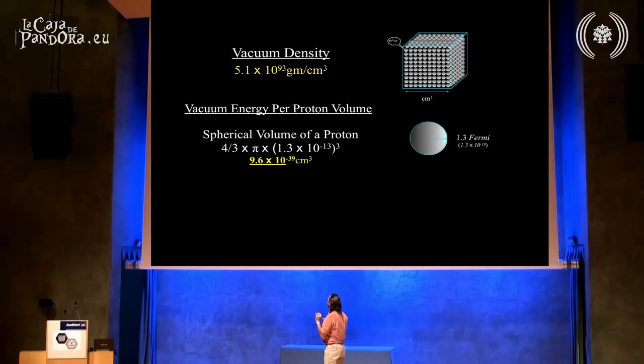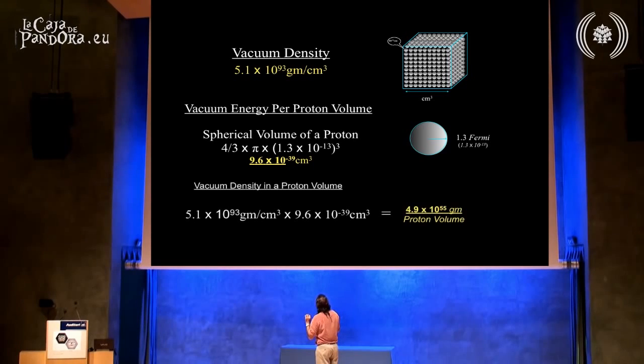And then I said, okay, now if I take that volume and divide it by the density of the vacuum, I will know how much vacuum density is inside the volume of a proton. So you see, it's in grams per centimeter cubed. The centimeter cubed cancels out, it leaves grams. And that's 10 to the 55 grams of energy in the vacuum that is still present inside the proton. Did you all follow this?